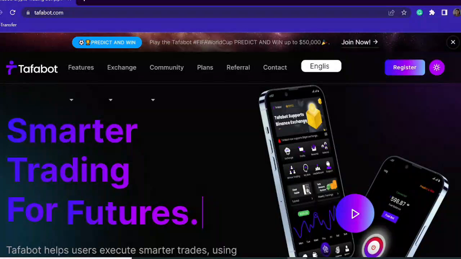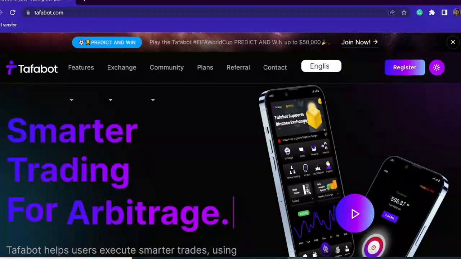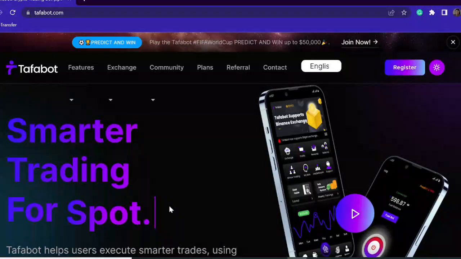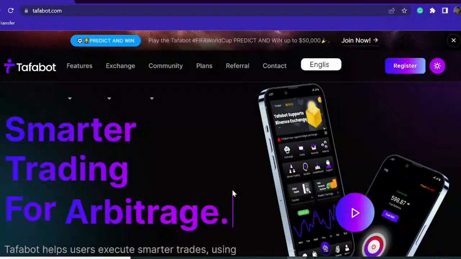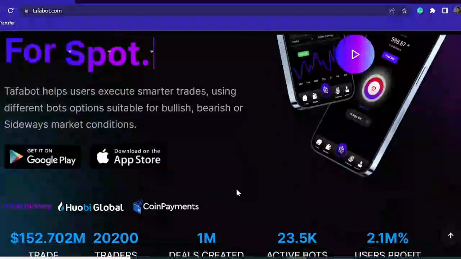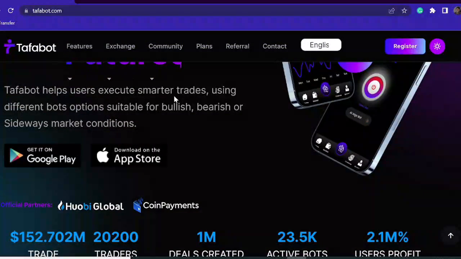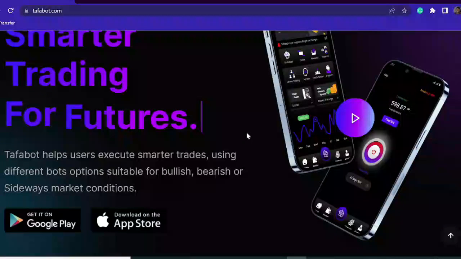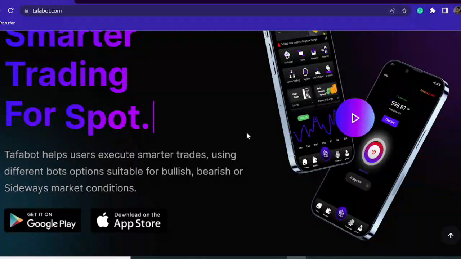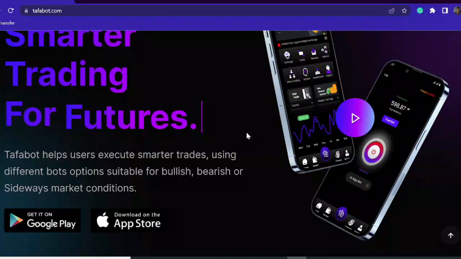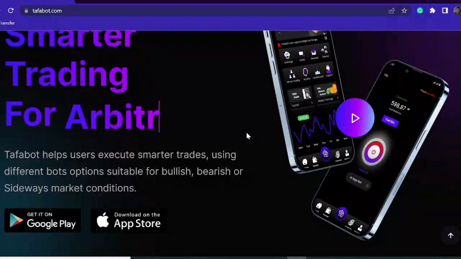So with Tafabot, what do you get? You get smarter trading for arbitrage, you get smarter trading for spot, you get smarter trading for futures. Okay, so let's take a look at other parts of the website. Tafabot helps users execute smarter trades using different bot options suitable for bullish, bearish, and sideways market conditions. So what they're saying invariably is that whether the market is bad, whether the market is good, you can still make money using the various bots available on the app.